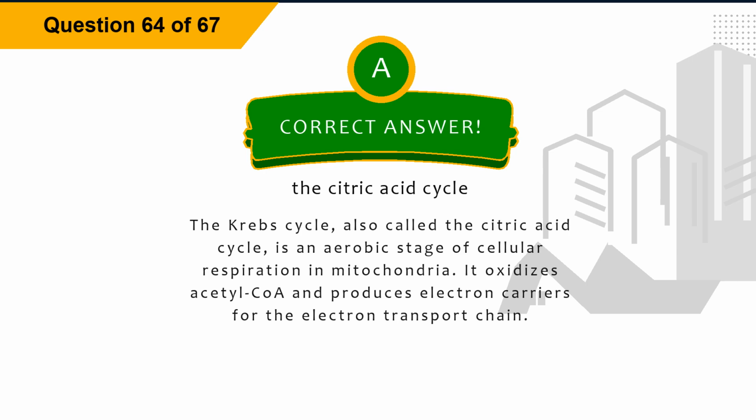Explanation. The Krebs cycle, also called the citric acid cycle, is an aerobic stage of cellular respiration in mitochondria. It oxidizes acetyl-CoA and produces electron carriers for the electron transport chain.